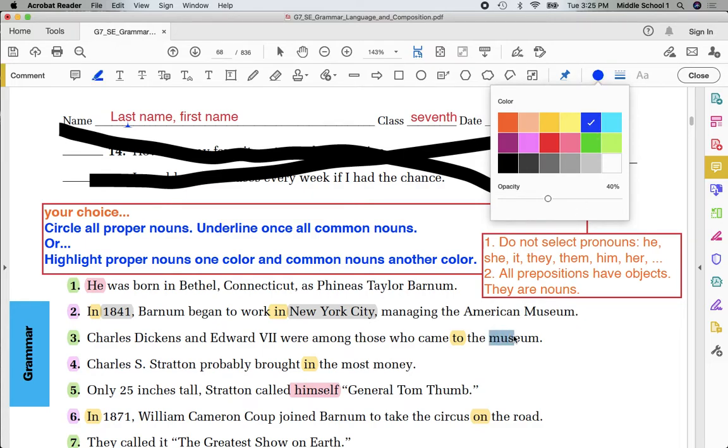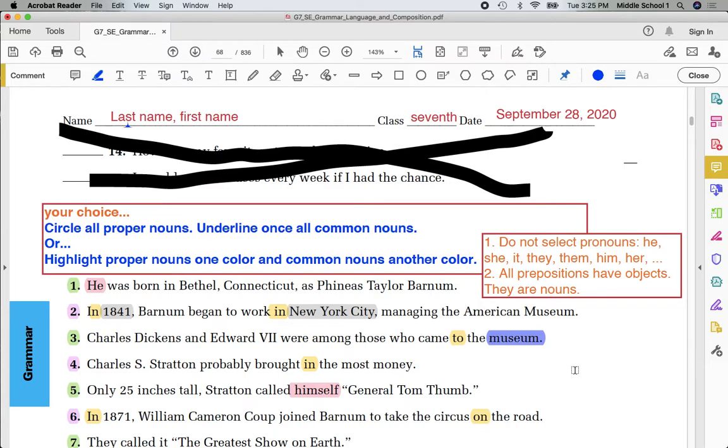Number 3, museum. You notice I'm using 2 different colors. Proper noun, common noun. 2 is a preposition. Museum is a noun. Money. Money is a common noun. It follows a preposition in. Number 6, 1871 is a noun.